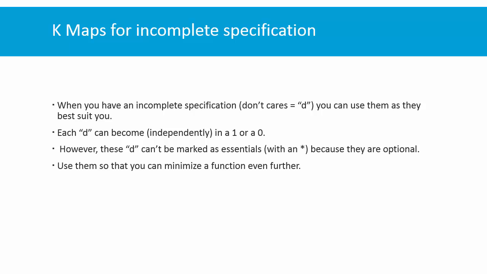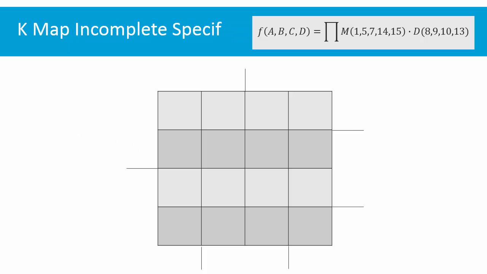And you should use them so that you can minimize a function even further. So let's see an example. Here's a function which is dependent on A, B, C, and D. We have a list of min terms, which are the ones that we are sure that we want. We have the list of max terms, which are the ones we are sure that we want the function to be 0.